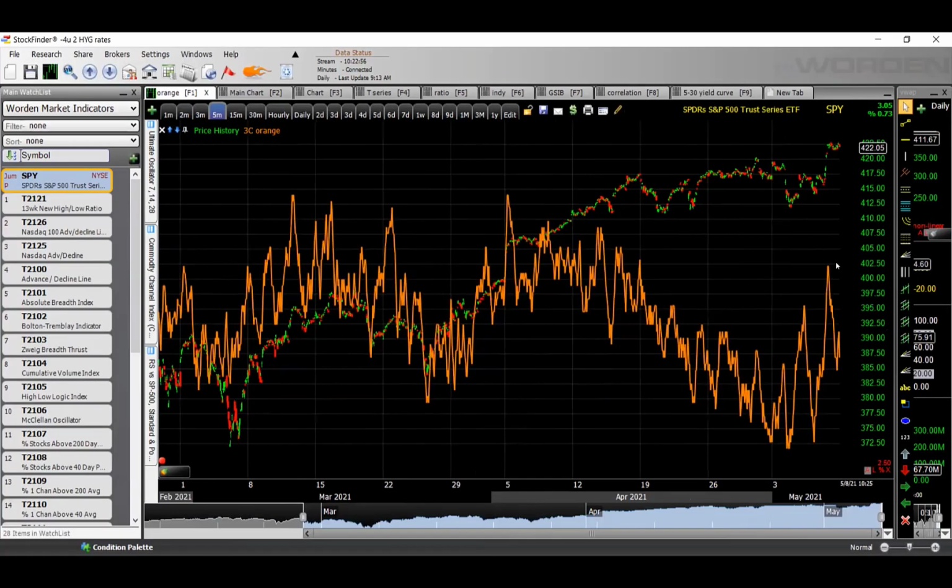So a little bit of improvement on Thursday, Friday. I think a lot of that is short covering, those big tech stocks. So does that make some sense?